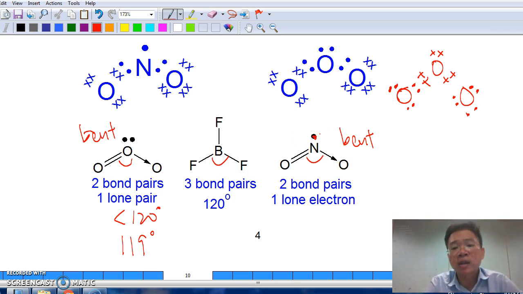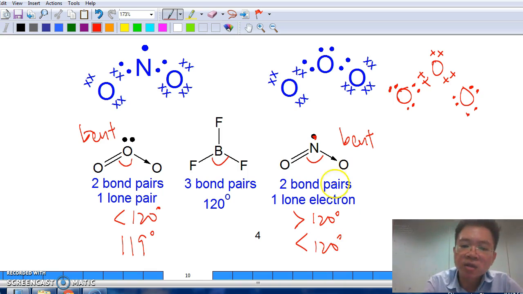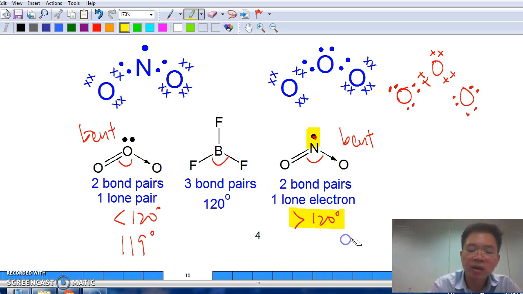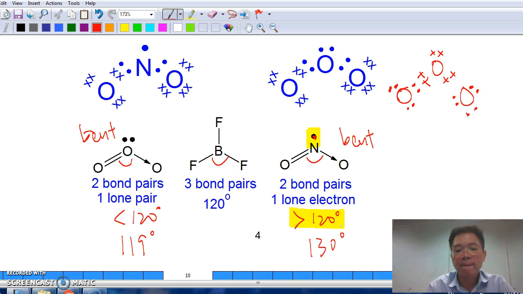This is what we call a lone electron, a radical. So will you expect this bond angle to be more than 120 or less than 120? Of course it should be more than 120, because a lone electron and bond pair repulsion should be weaker than a lone pair bond pair repulsion. So it's more than 120. You need to suggest a value, for example 130 degrees.